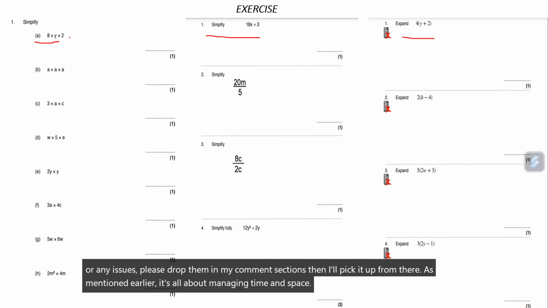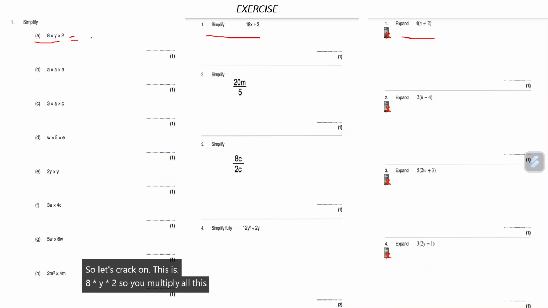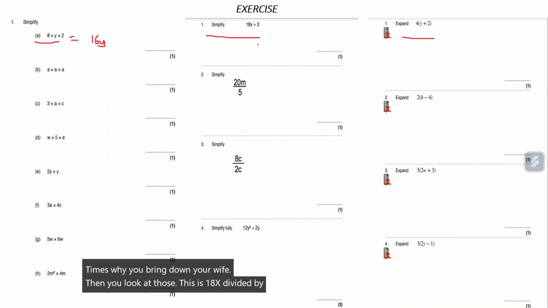So let's crack on. This is 8 times y times 2. So you multiply all this together. 8 times 2 is 16, times y. You bring down your y. Then you look at this. This is 18x divided by 3. 18x is divided by 3.